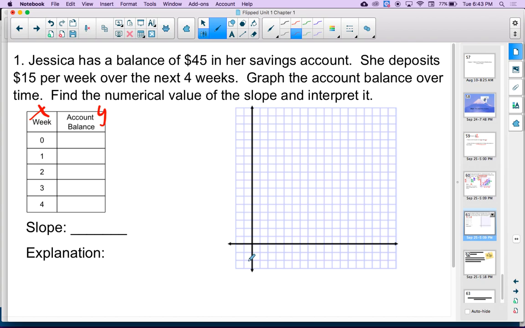Then I drew this table out for you. You may want to copy it into your notes. Just going to help you get started here. Week 0 is how it says she starts out with a balance of $45. So in week 0, she has $45. Now in week 1, she adds $15. In week 2, she adds another 15, another 15, another 15. Okay, so I want you to try this problem out. Make sure that you graph it. You find the slope, and then you use that rate of change language to give a little explanation about what slope represents.